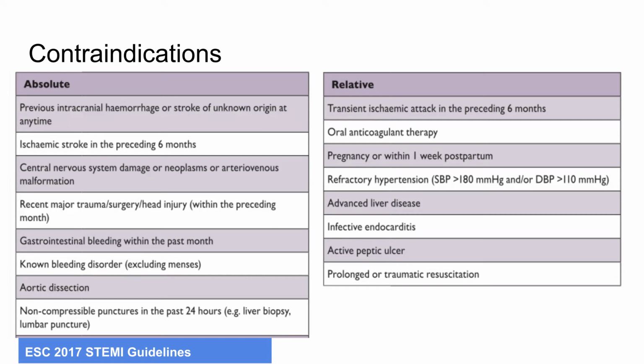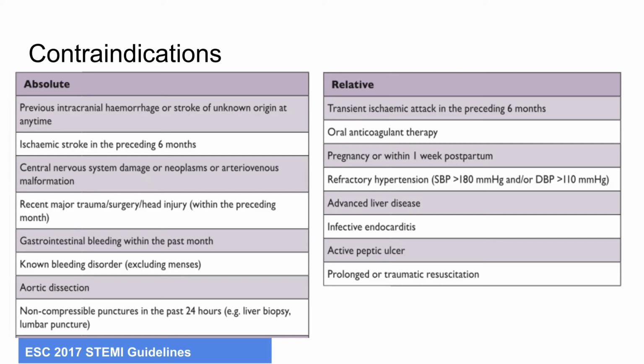Relative contraindications include things like TIA in the last 6 months, oral anticoagulant therapy, pregnancy or within 1 week postpartum, refractory hypotension, advanced liver disease, infective endocarditis, active peptic ulcer, and prolonged or traumatic resuscitation.